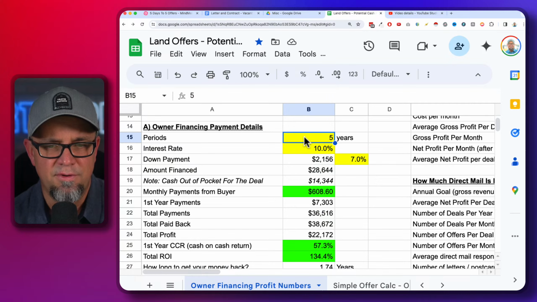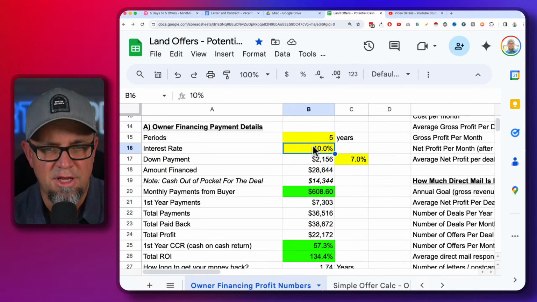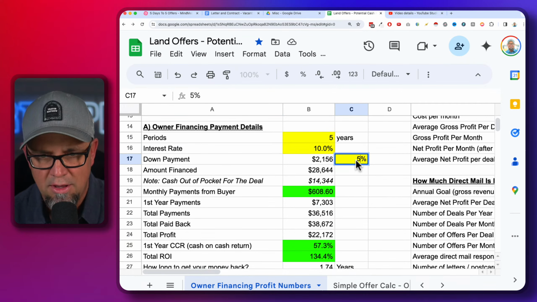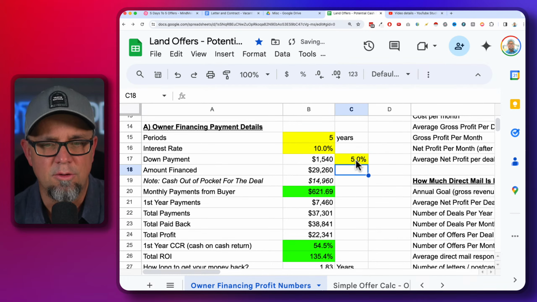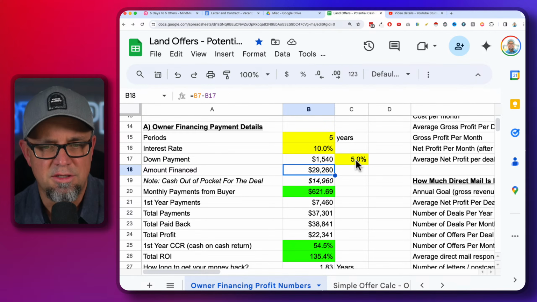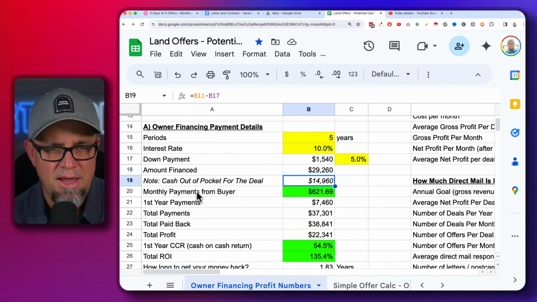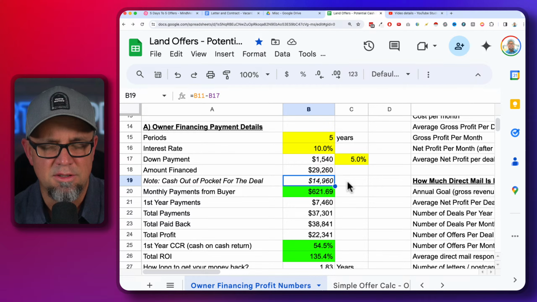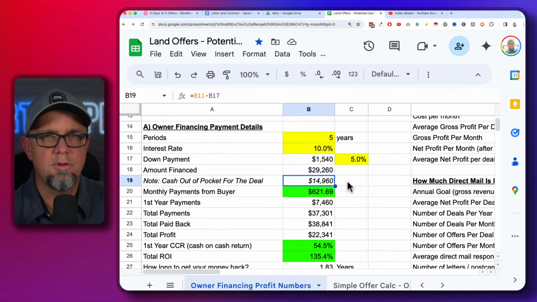So let's say I sell it with owner financing over 5 years, 10% interest, and I'm going to get just a 5% down payment. So I'm going to get $1,500 down. So the amount financed is $29,260. My cash out of pocket is $14,960.